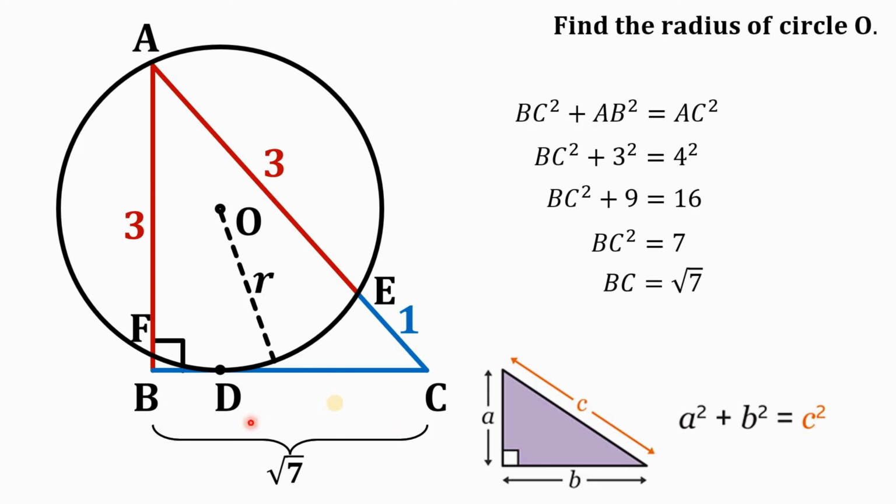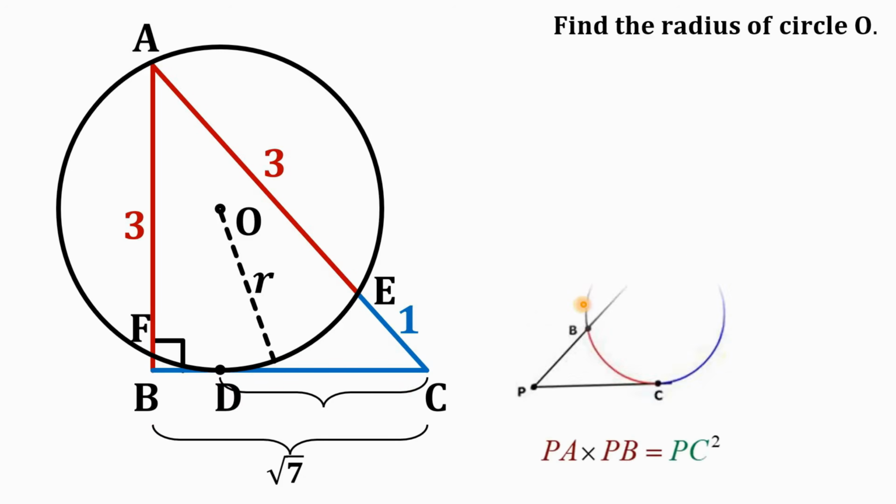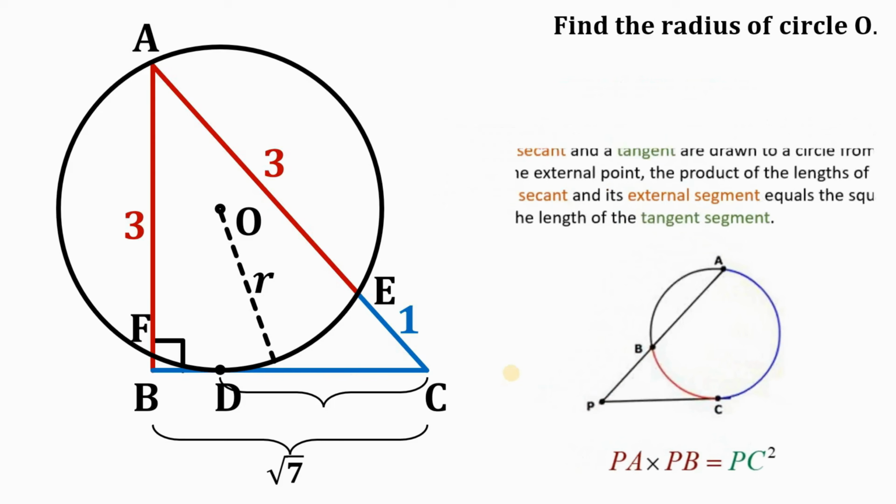Aside from the length of segment BC, we also need the length of this segment DC. So how do we get this length DC? We use the power of a point, or simply the secant tangent rule. If a secant and tangent are drawn to a circle from the same external point, the product of the lengths of the secant and its external segment equals the square of the length of the tangent segment. In this figure, we can say that PA times PB equals PC squared. We will apply this concept to find the length of this segment.